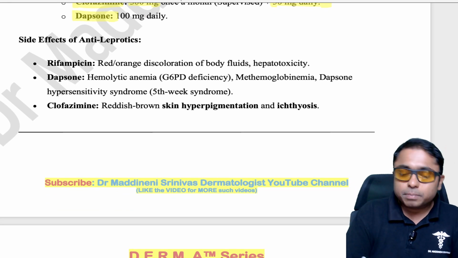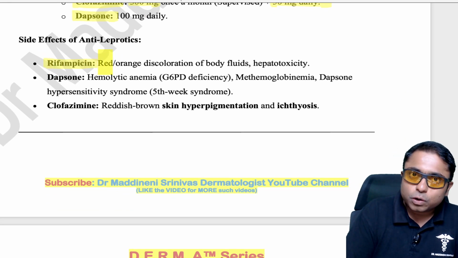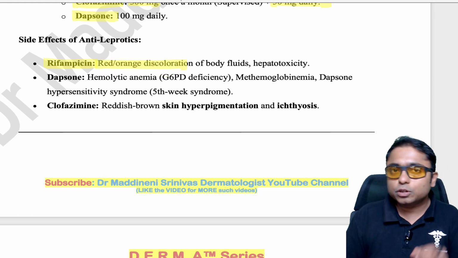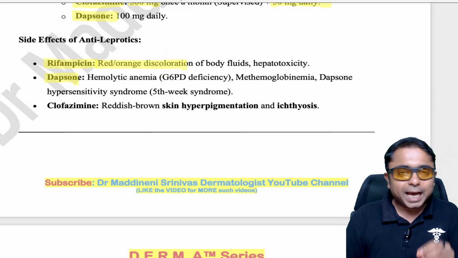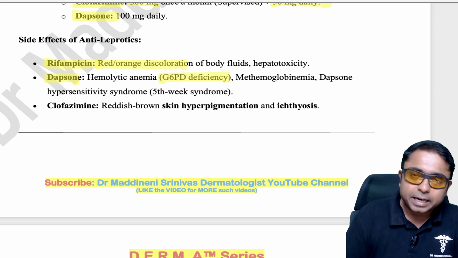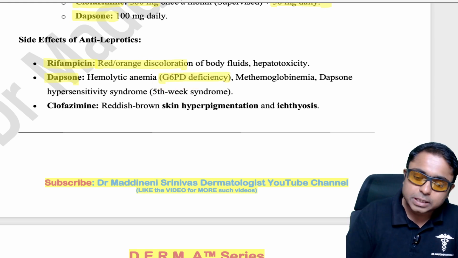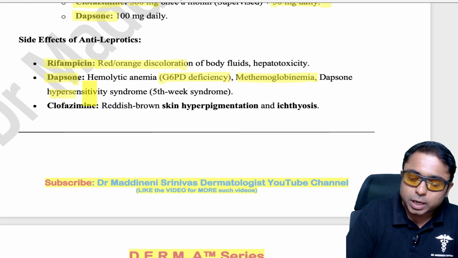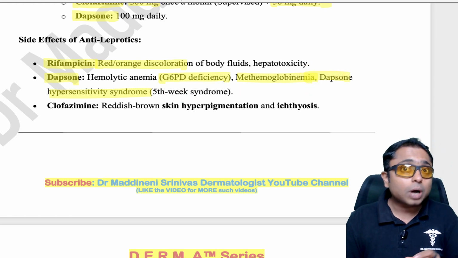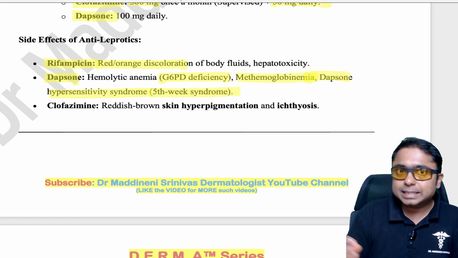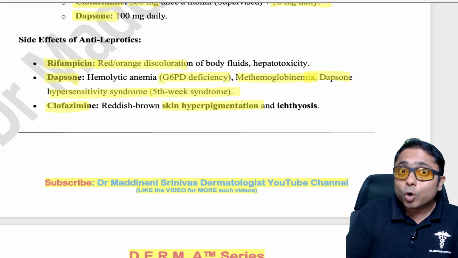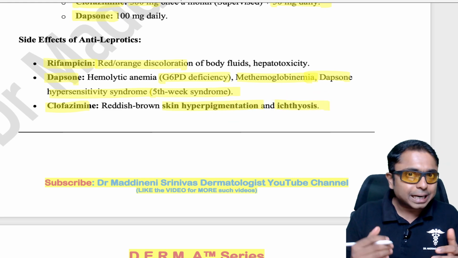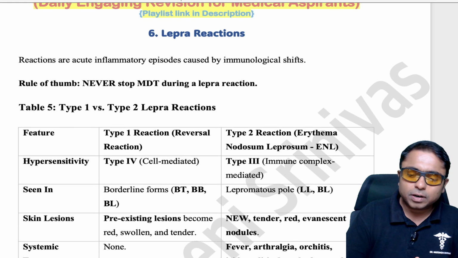Side effects, remember: with rifampicin, the patients are going to complain of red-orange discoloration of the body fluids, and it is also hepatotoxic. Dapsone is hemolytic; if G6PD deficiency is present, it can cause hemolysis. Methemoglobinemia and dapsone hypersensitivity syndrome, which is the 5th week syndrome, can also occur. Clofazimine is going to cause the skin to become coppery red pigmented, and dry skin, ichthyosis, can also be one very important point.